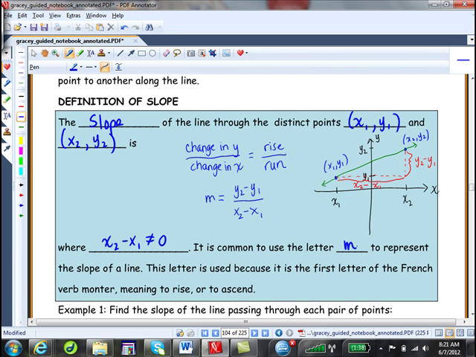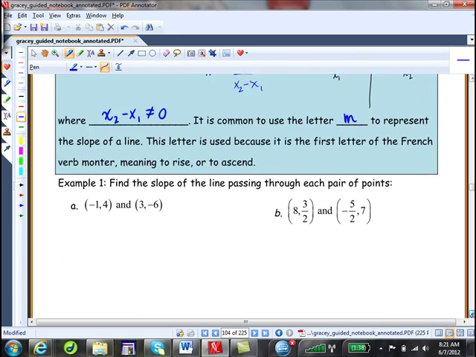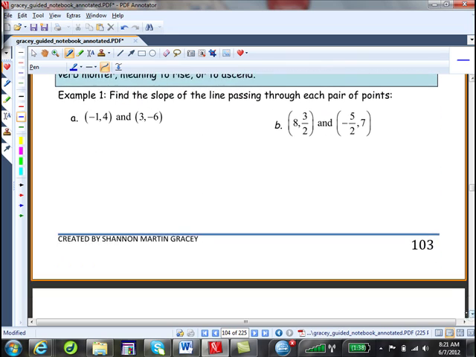It is common to use the letter m, as we used above, to represent the slope of a line. Now, I don't know about you, but I had no idea why we used the letter m. So I found out that this letter is used because it is the first letter of the French verb monter, meaning to rise or to ascend. So I thought that was pretty cool. But I'm a math geek, so you may not feel the same.